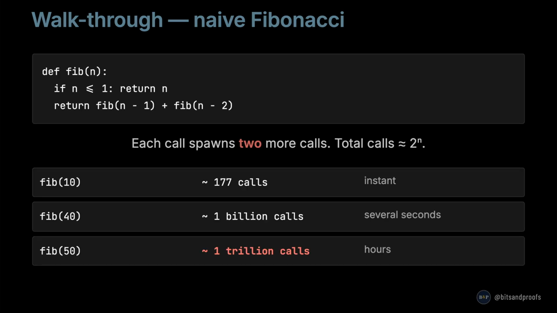Fib of 50, about 1 trillion function calls. Hours of CPU time. From input 40 to input 50, the work went up 1,000 times. That's exponential. The good news: memoization, or an iterative bottom-up approach, makes Fibonacci O of n. We'll see that pattern later in the series.